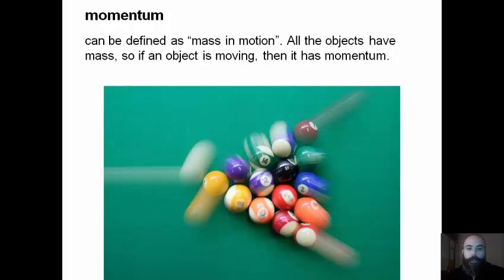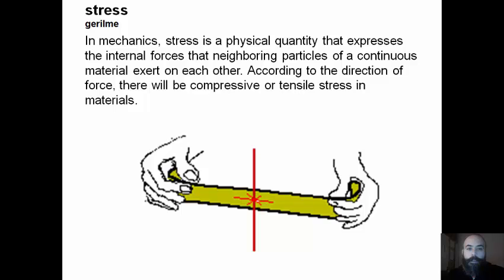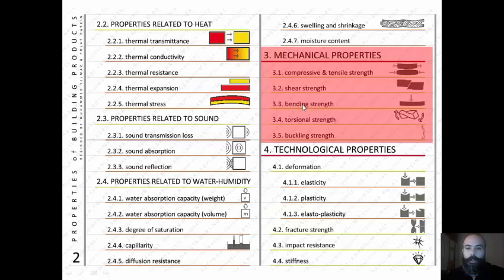Momentum can be defined as mass in motion. All objects have mass, so if an object is moving, then it has momentum. Stress. In mechanics, stress is a physical quantity that expresses the internal forces that neighboring particles of a continuous material exert on each other. According to the direction of force, there will be compressive or tensile stress in materials.